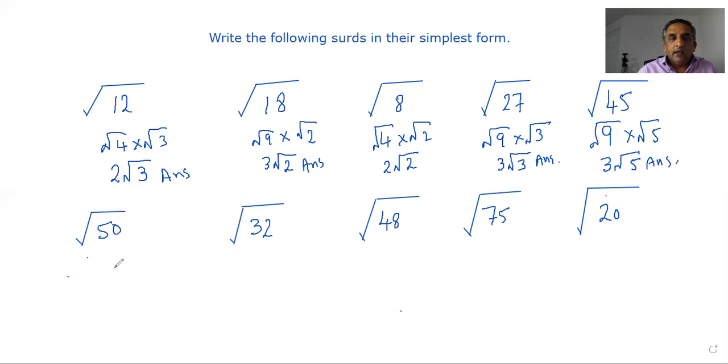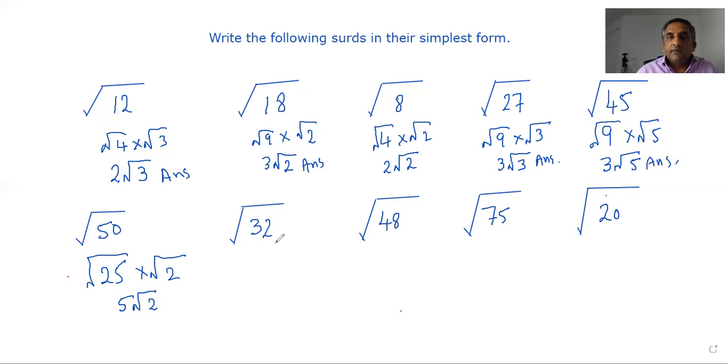Now the next one is square root of 50. We can just split it like 50 means square root of 25 times square root of 2. So square root of 25 is 5, and this is square root 2, and that's it.